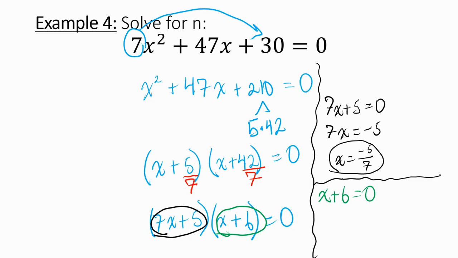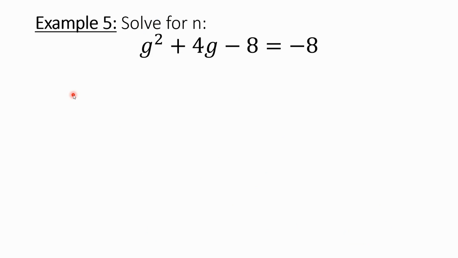First one, I got a fraction. I'm leaving it as a simplified fraction, negative 5/7. Second one, I just get negative 6. Yay, awesome. So be very careful. Be on the lookout for those where you have to multiply to the back. Don't forget to divide back out. Last one, example 5. We'll just do this one together as well.